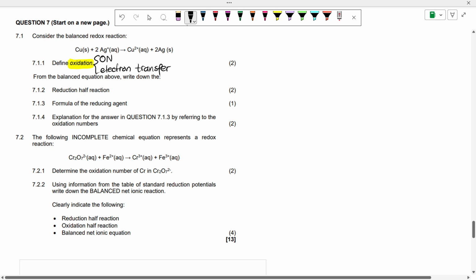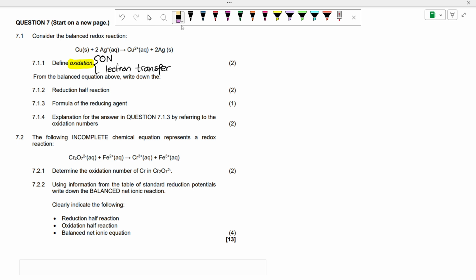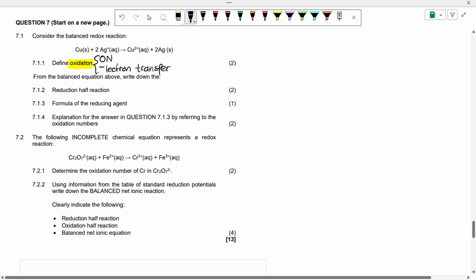Think so. All right, so what does the electron transfer one say? Oxidation is the loss of electrons. Yes, exactly, that's it. And then the oxidation number one? It's the increase in oxidation number. Yes, definitely. Then reduction would just be the vice versa of both those definitions.